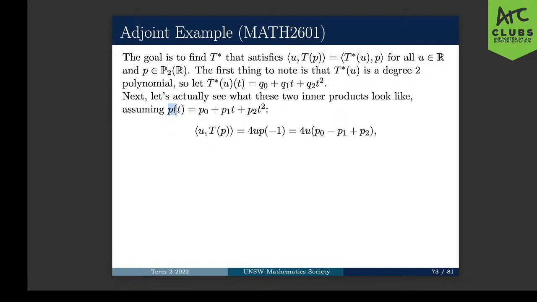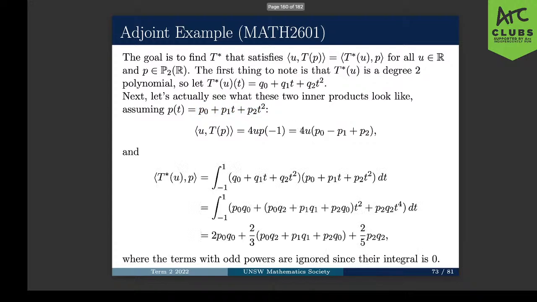Let's assume p is an arbitrary polynomial, p0 plus p1 t plus p2 t squared. If we evaluate the first one, that will be the inner product of u with T p, which is the inner product on W, the real numbers. We take 4 times the product of the two real numbers u and p of -1. That gives us 4u times p0 minus p1 plus p2. It's like substituting -1 for t in this equation. The second one is much more involved.